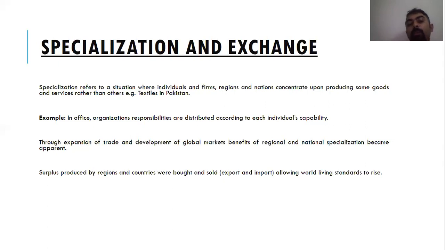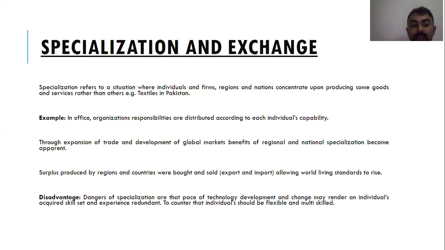So we export our surplus, we generate money from that surplus, and that surplus is used to import other goods. And that is how living standards have improved in Pakistan in the past, let's say, 50 years.